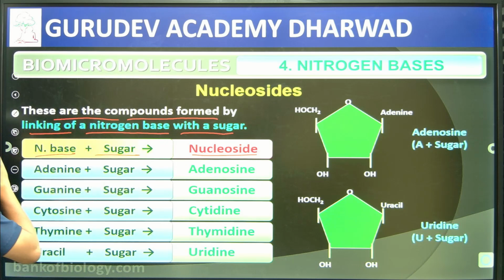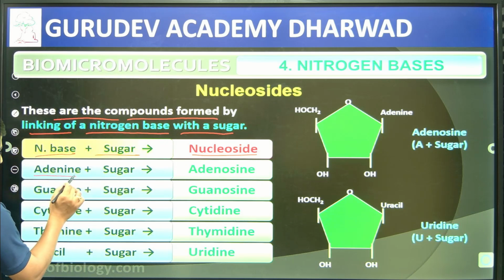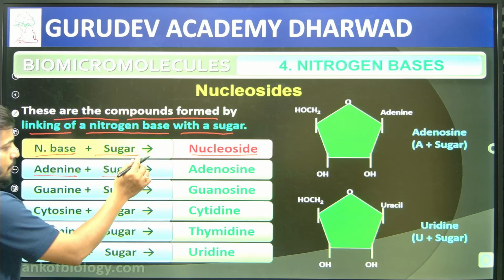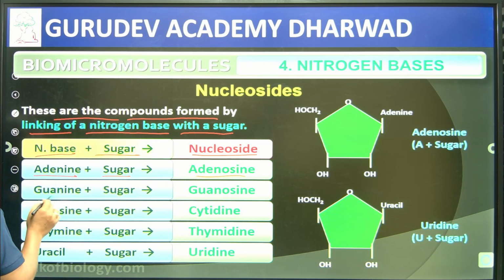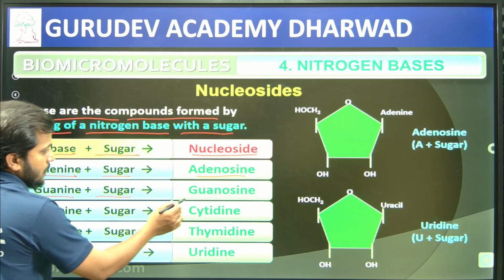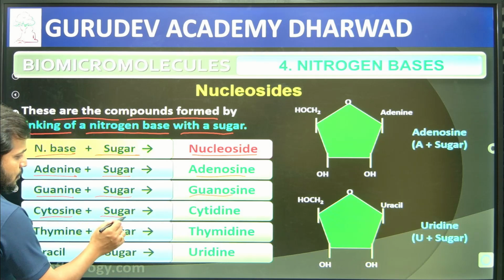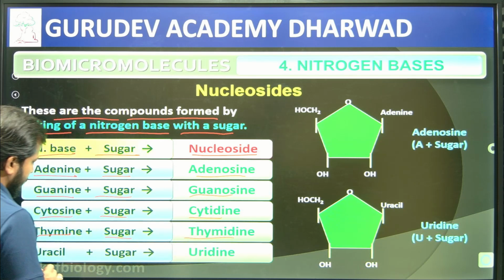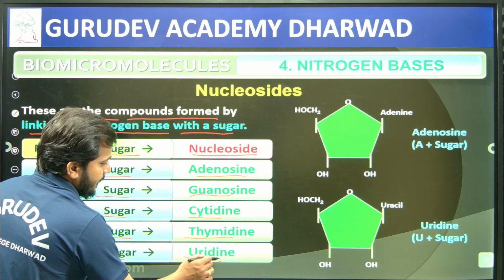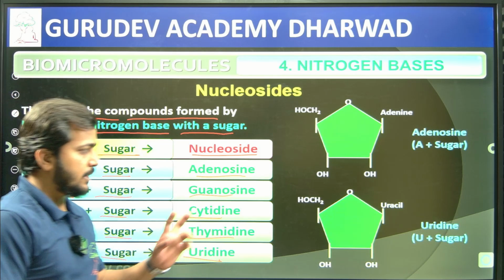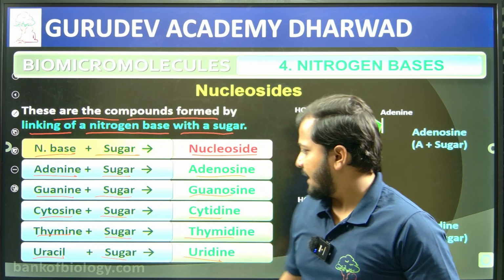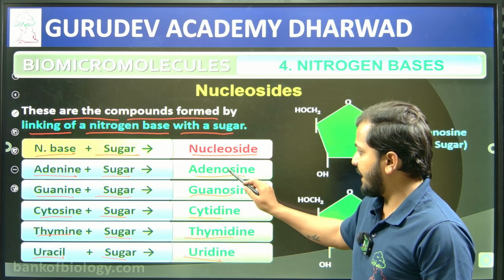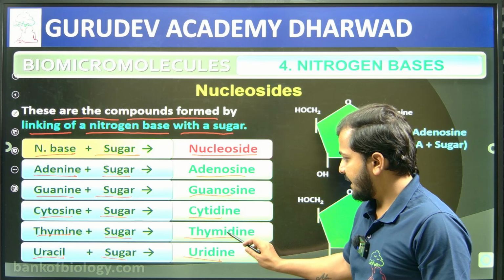So nitrogen base plus sugar forms a nucleoside. Consider, for example, adenine combines with a sugar molecule, either deoxyribose or ribose, so it forms adenosine, right? Guanine to the sugar, guanosine. Then cytosine to sugar forms cytidine. Thymine to sugar forms thymidine. Then uracil to sugar, uridine. So what we know is the difference between deoxyribose and ribose: in deoxyribose only these components can be found: adenosine, guanosine, cytidine and thymidine.